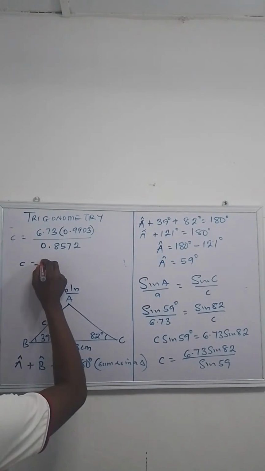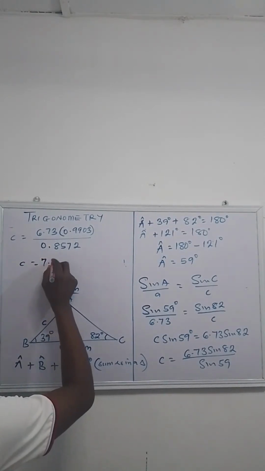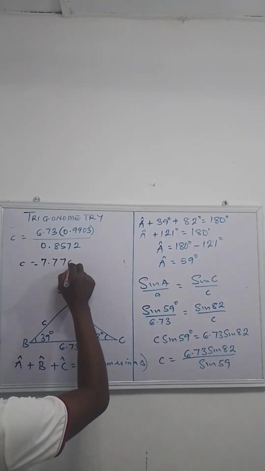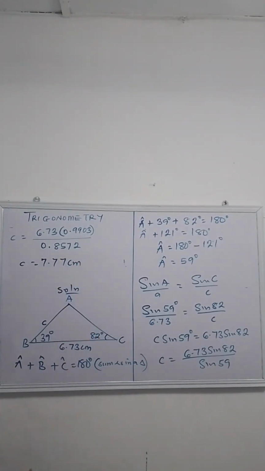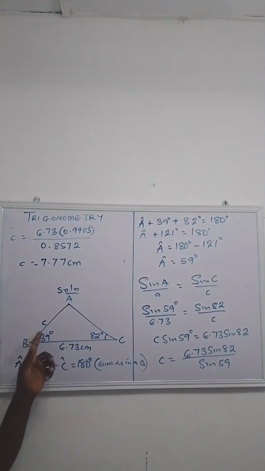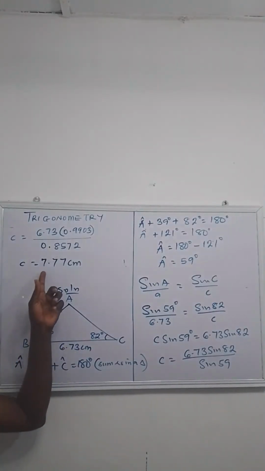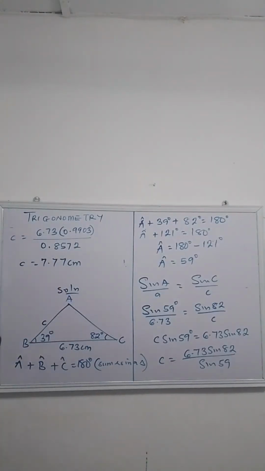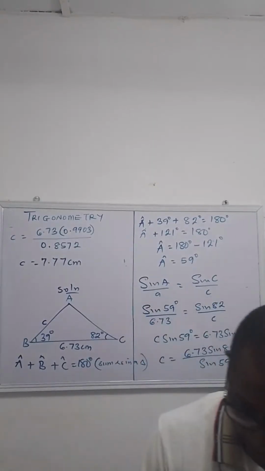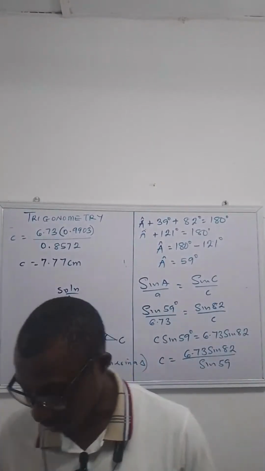I have 7.77 centimeter. Is it the same thing with what you have there? Okay, so if you got that, that is good. So this is the answer to the problem. So we have to find side C. Side C is 7.77 centimeter. Okay. All right. So let's look at another question.